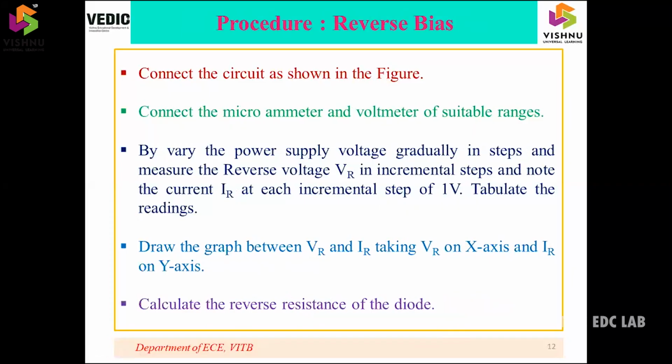And coming to the reverse bias, connect the circuit diagram on the breadboard as shown in figure and use microammeter and voltmeter of suitable ranges in the circuit diagram. Vary the supply voltage gradually in steps and measure the reverse voltage VR in incremental steps, and note down the current IR at each incremental step of 1 volt, tabulate the readings. Draw the graph between VR and IR, taking VR on x-axis and IR on y-axis. From the graph, calculate the reverse resistance of the diode.